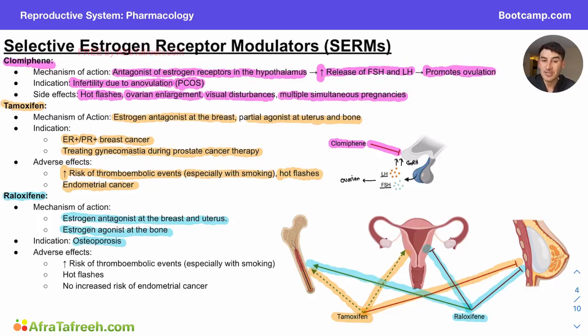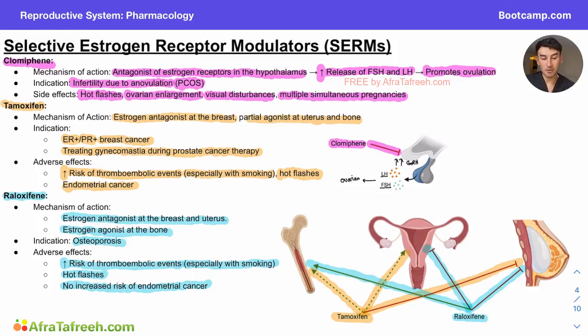However, it's going to come with some of the side effects associated with estrogen. So we're going to have increased risk of thromboembolic events again, especially with smoking. We're going to have hot flashes. However, in this drug, since it's an antagonist at the level of the uterus, there's going to be no increased risk of endometrial cancer. So let's do a quick recap about what's important in this video.